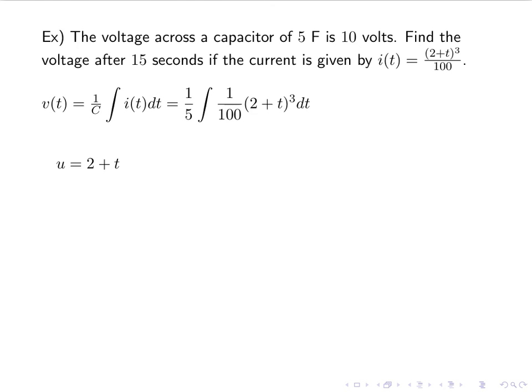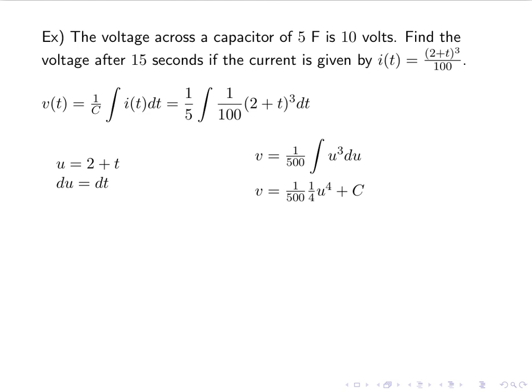I again have a function being raised to a power, so I'm going to use u substitution. So u is going to be that 2 plus t. du is a very lovely dt, so my substitution is not going to be too bad. So I have my 1/5 and my 1/100th, that's going to give me 1 over 500. And then my u is my 2 plus t, so u cubed. dt is du, so there's no other coefficient I have to worry about. Integrating this is just the power rule.